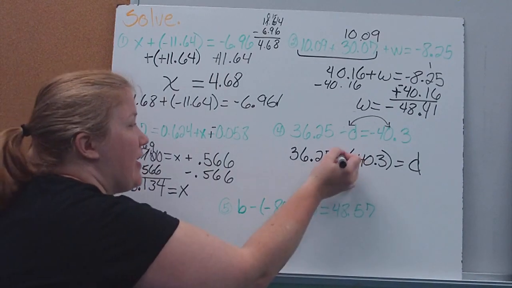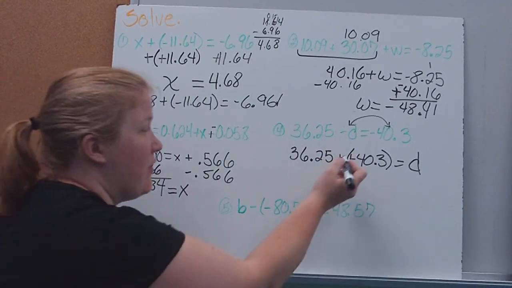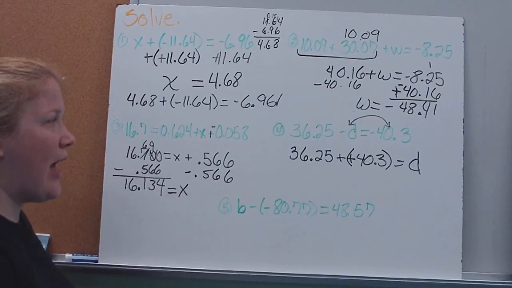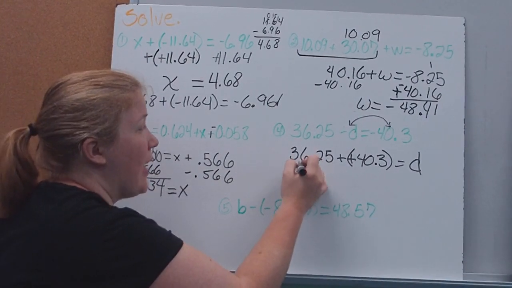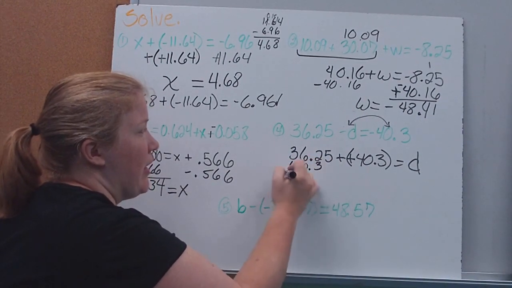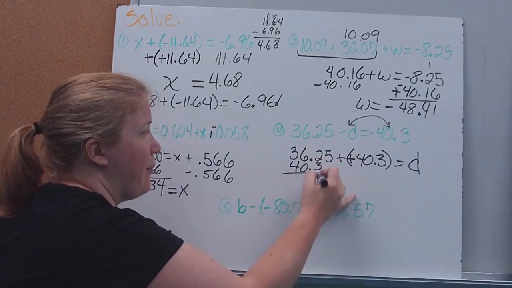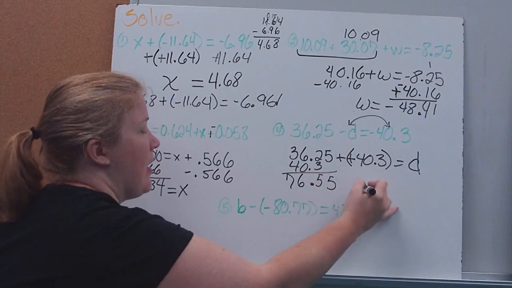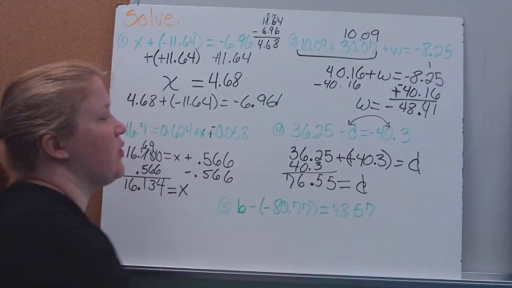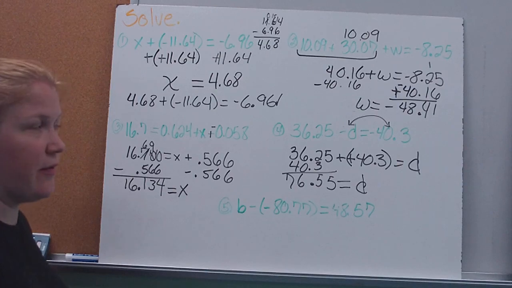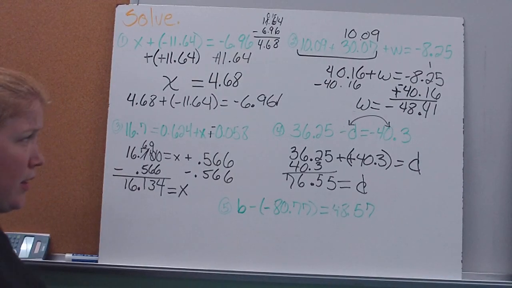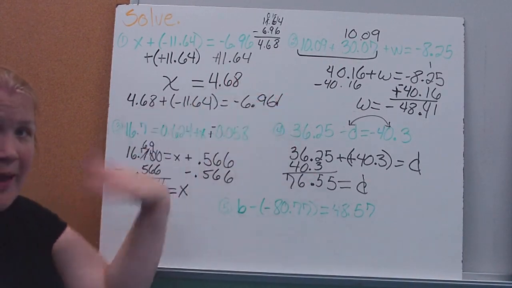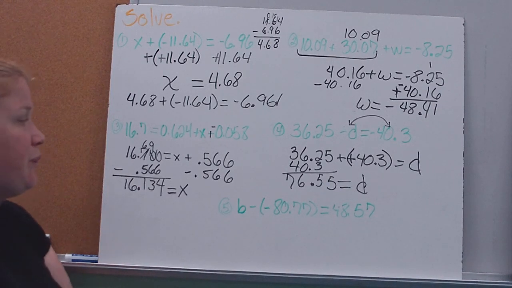Now remember, we're subtracting, so I'm going to add my additive inverse. Now I have 36.25 plus a positive 40.3. I'm just going to line those up so that I can add. Keep my decimal in the same place. And I find out that D is equal to 76.55. Okay. And again, we can plug it back in and we can check our work if we want to.